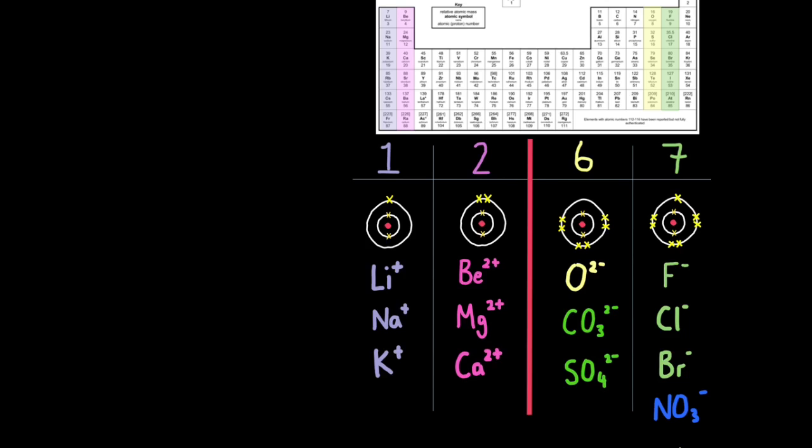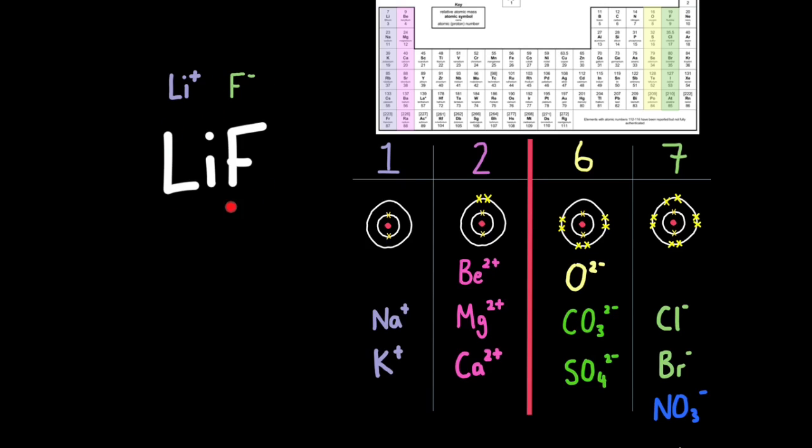For example, let's say this is a lithium atom. That lithium atom just needs to give its outer electron to a fluorine atom, and now we have a lithium ion and a fluorine ion. And that forms the compound, or the ionic compound, lithium fluoride. Notice how I have not drawn a charge on the compound because they balance each other out.